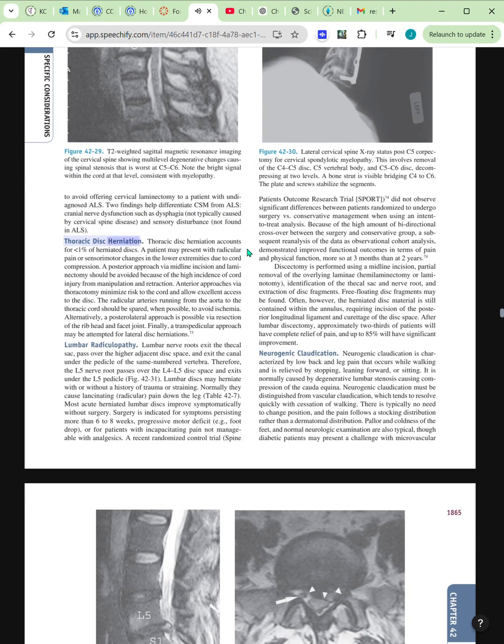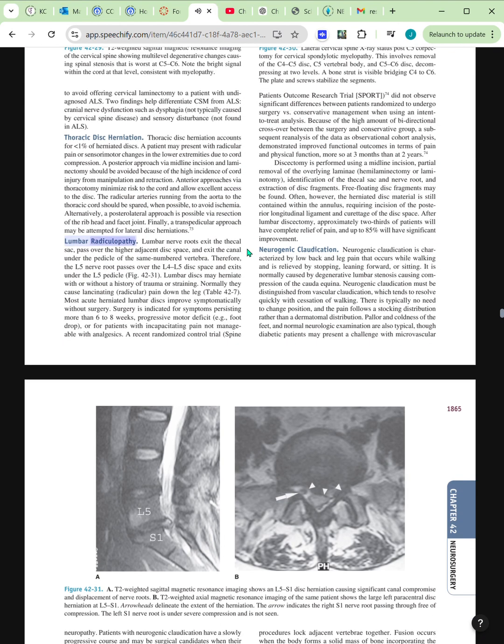Thoracic disc herniation. Thoracic disc herniation accounts for less than 1% of herniated discs. A patient may present with radicular pain or sensorimotor changes in the lower extremities due to cord compression. A posterior approach via midline incision and laminectomy should be avoided because of the high incidence of cord injury from manipulation and retraction. Anterior approaches via thoracotomy minimize risk to the cord and allow excellent access to the disc. The radicular arteries running from the aorta to the thoracic cord should be spared when possible to avoid ischemia. Alternatively, a posterolateral approach is possible via resection of the rib head and facet joint.